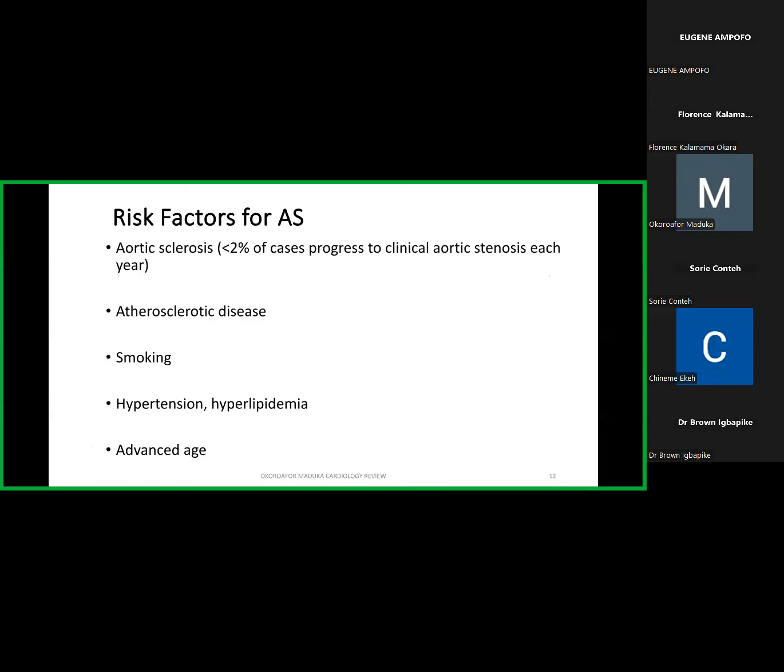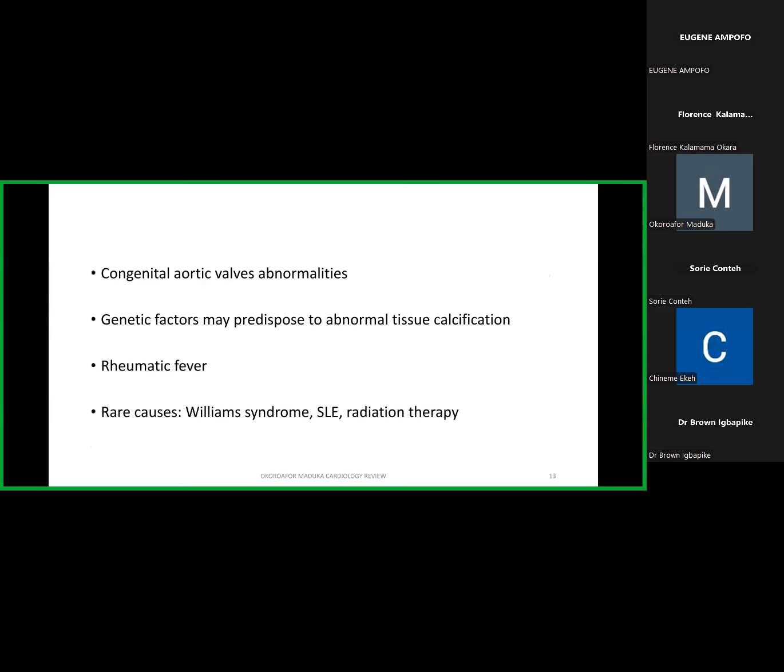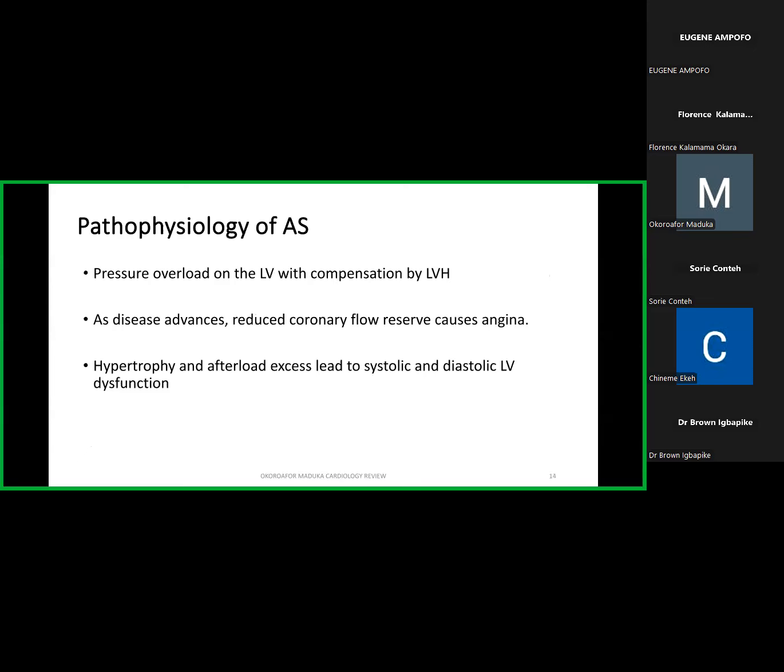So the risk factors of aortic stenosis could range from sclerosis, atherosclerotic changes, hypertension, advanced age, smoking, abnormalities. Also, some syndromes such as the Williams syndrome.